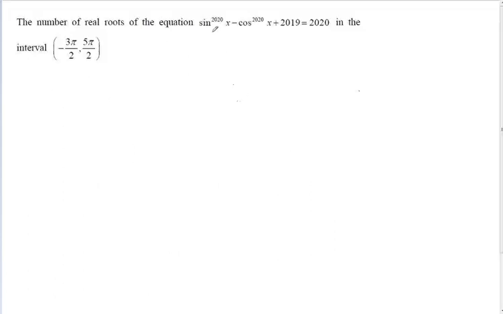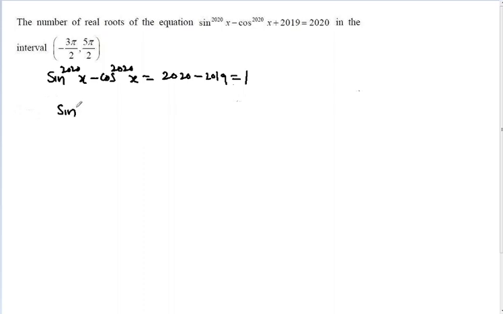Find the number of real roots of the equation sin^2020 x minus cos^2020 x plus 2019 is equal to 2020 in the interval minus 3 pi by 2 to 5 pi by 2. Here the given relation is sin^2020 x minus cos^2020 x is equal to 2020 minus 2019, that is equal to 1.